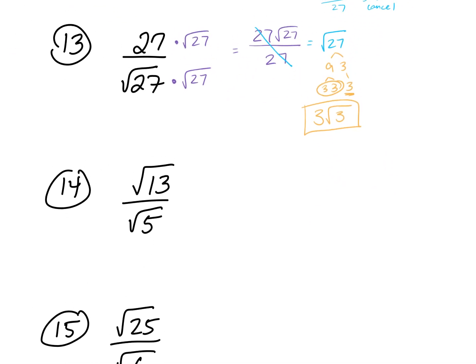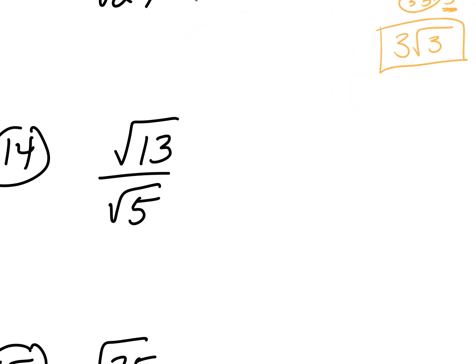All right, let's look at 14. What should we do first? What do we do to rationalize? Same thing. What am I multiplying? Square root 5. Whatever is in the denominator, because our goal is to get rid of the radical in the denominator. So on the bottom, what's square root 5 times square root 5? 5. Perfect. On the top, what's square root 13 times square root 5? Perfect. Because they're both square roots, we can combine them together. So this would be square root 65.